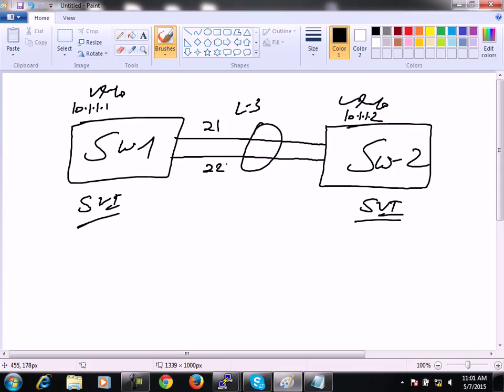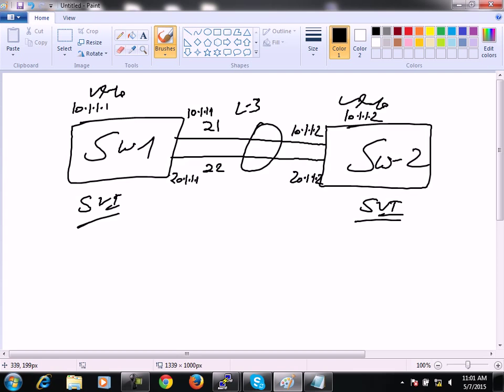Listen to me carefully now, right? If these two links are layer 3 links between these two switches, on each interface you will be required to allocate an IP address, right? Let's say you have allocated here 10.1.1.1 and here you will need to allocate 10.1.1.2 so that they can communicate with each other, right? And here let's say that you have allocated 20.1.1.1 and here 20.1.1.2. Do you understand?